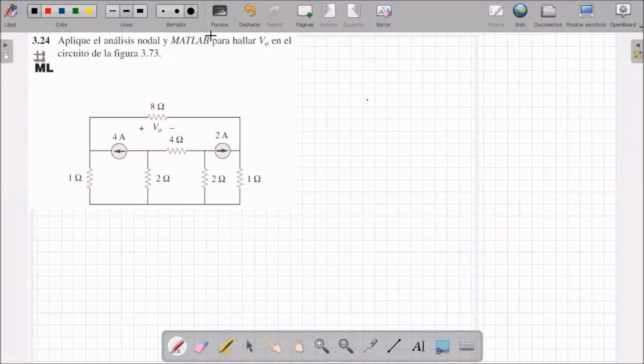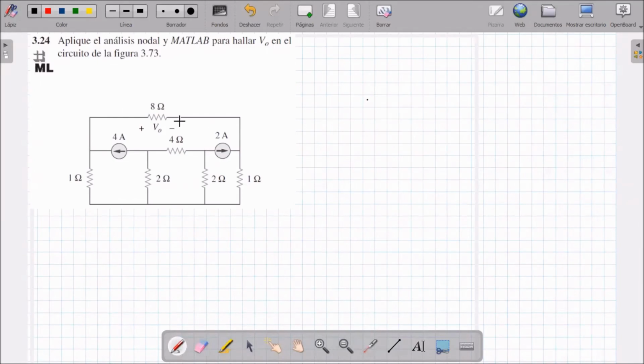Good morning. Today we are going to solve exercise 3.24 from the book Fundamentals of Electric Circuits by Sadiku. This exercise allows me to solve the exercise found in the figure using a new analysis in MATLAB. First of all, I always advise marking the direction of the currents where it supposedly goes according to the direction of the sources.